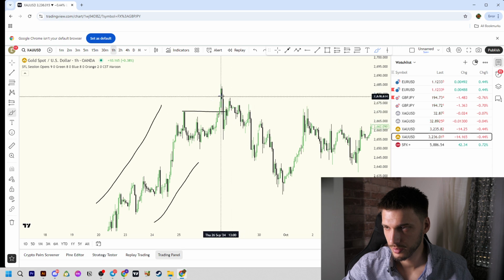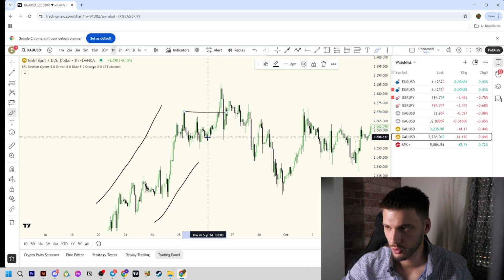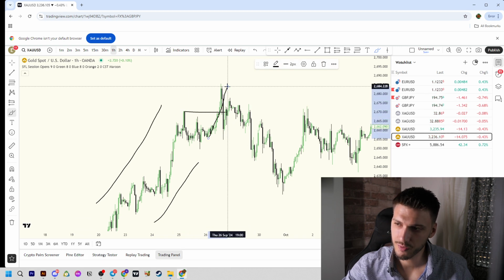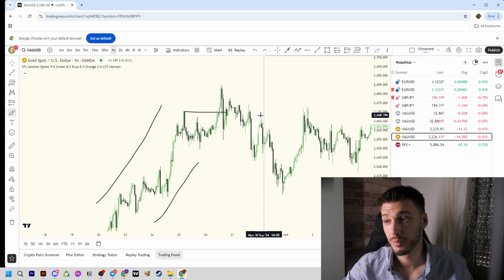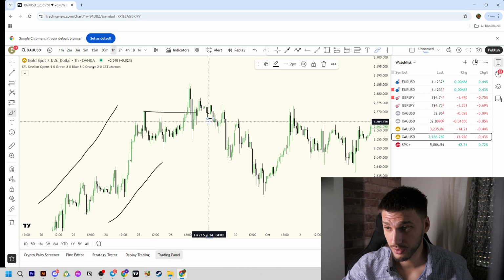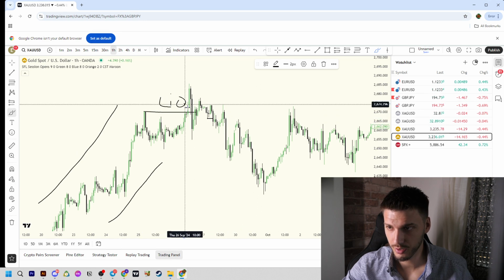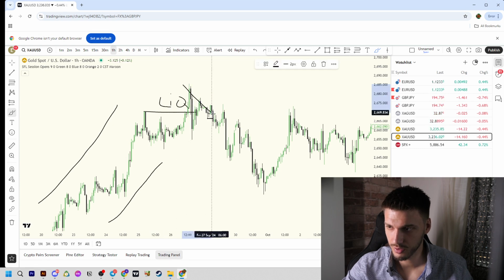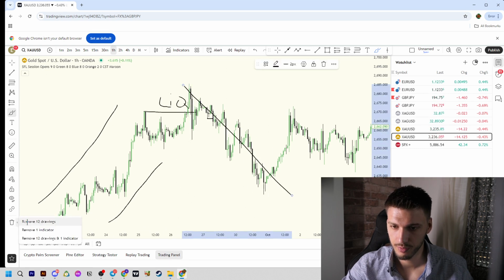Price, what did price do? Swept here. Or basically you could see this as a break of structure on the upside, but when the break of structure on the downside occurs, that's when we know that this was a liquidity sweep, not a break of structure, because price wants to go lower now.